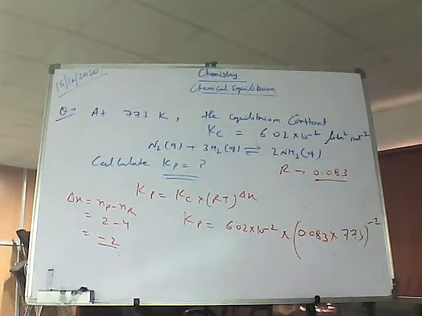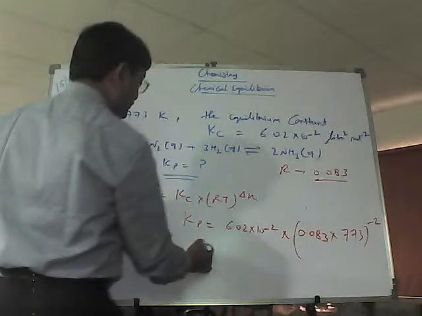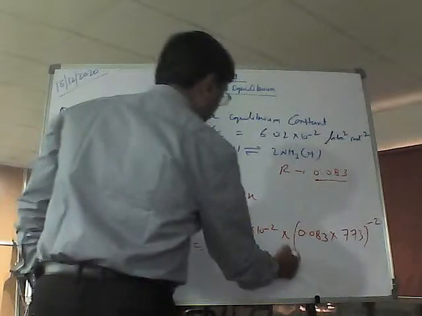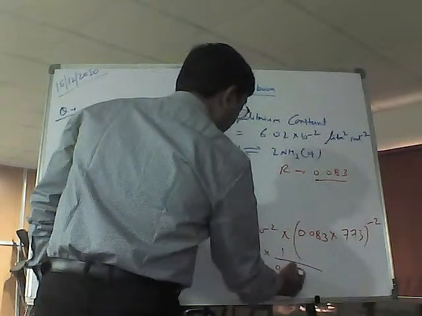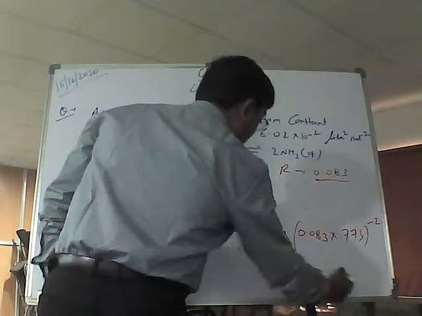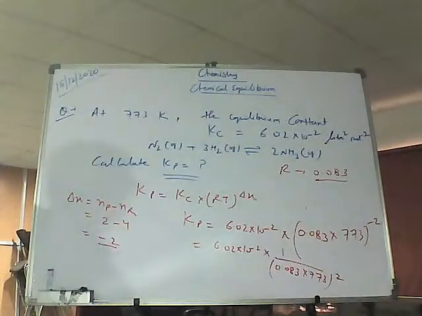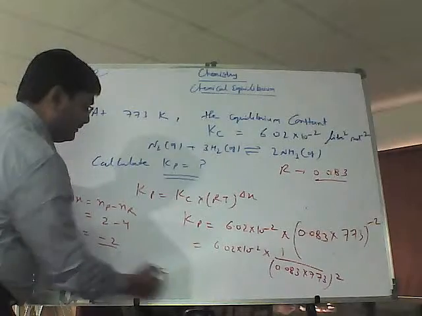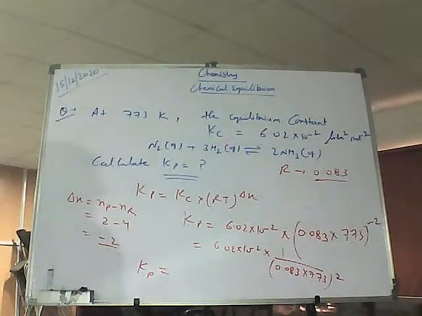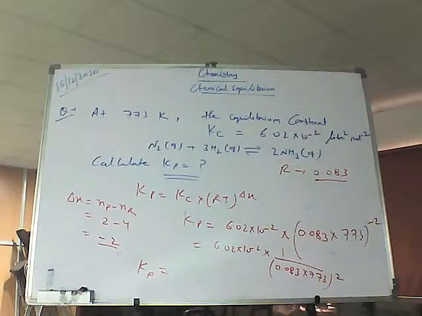Now we have to solve it. If we solve it, it becomes 6.02 into 10 to the power -2 into 1 upon 0.083 into 773 whole square. Now anybody can text me the answer. Any one of you can text me what the answer will come. You can also use a calculator because I don't have the answer right now. I have to search.